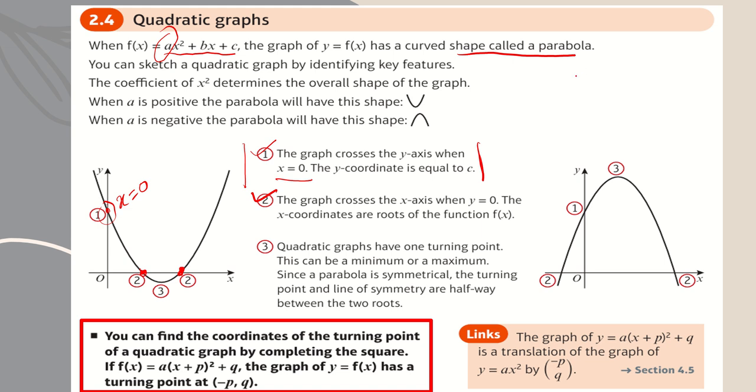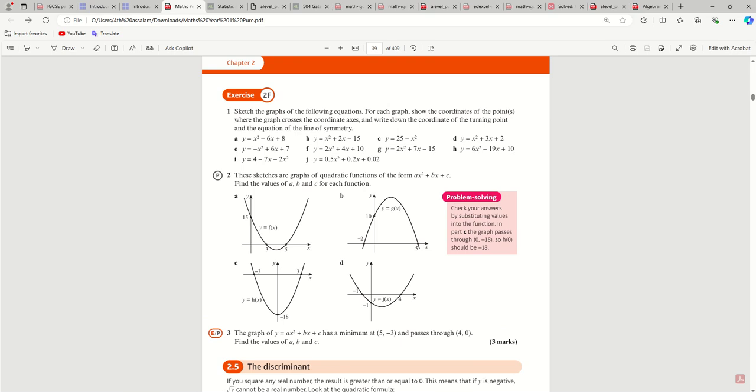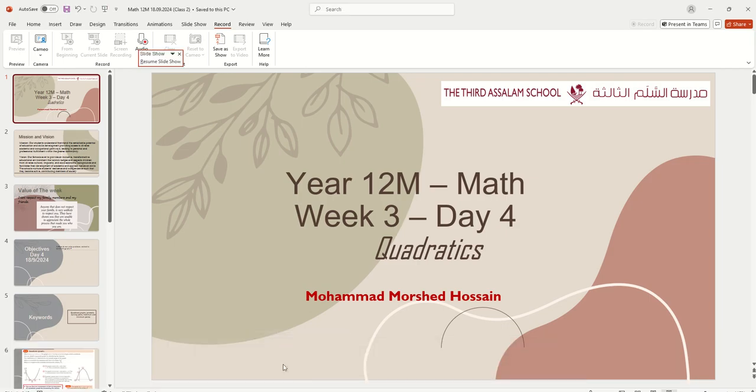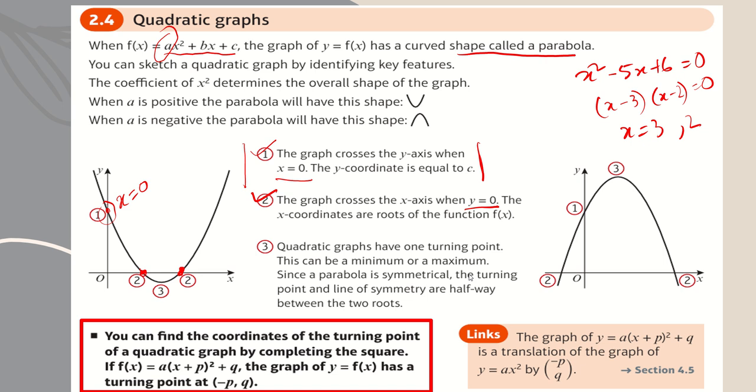Let's say you have a quadratic expression x² − 5x + 6. If we set it equal to 0, because when it crosses the x-axis y equals 0, and solve this, we get (x − 3)(x − 2) = 0. That means x = 3 and x = 2. So the points where this graph will cut the x-axis will be 2 and 3, because you got the values of x to be 2 and 3.